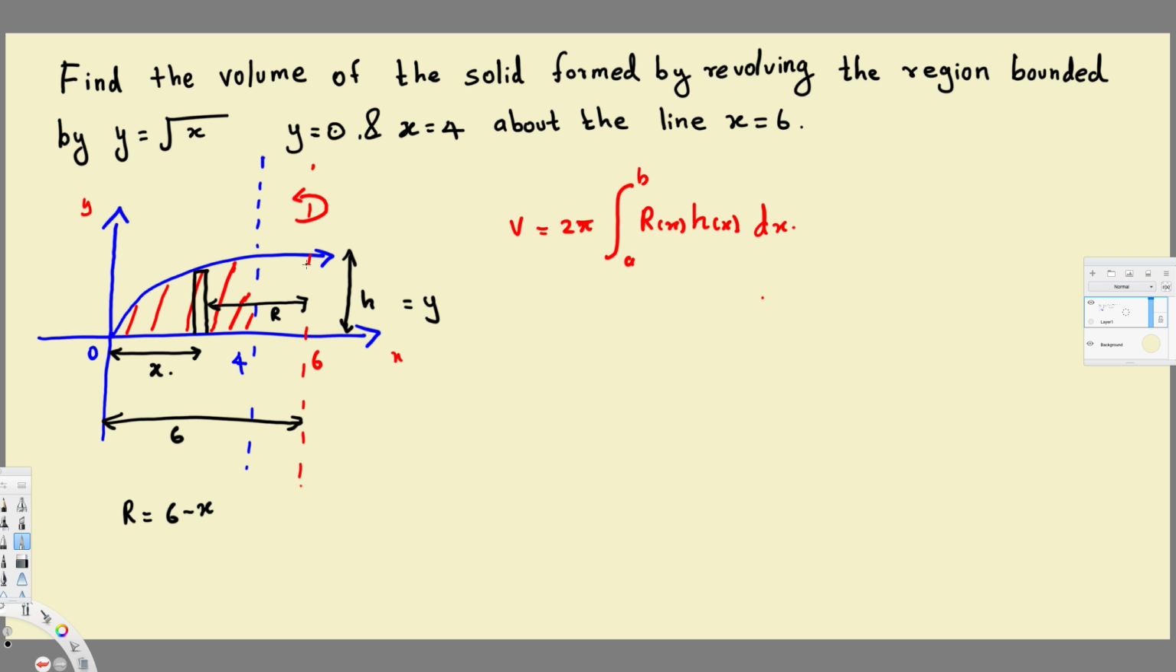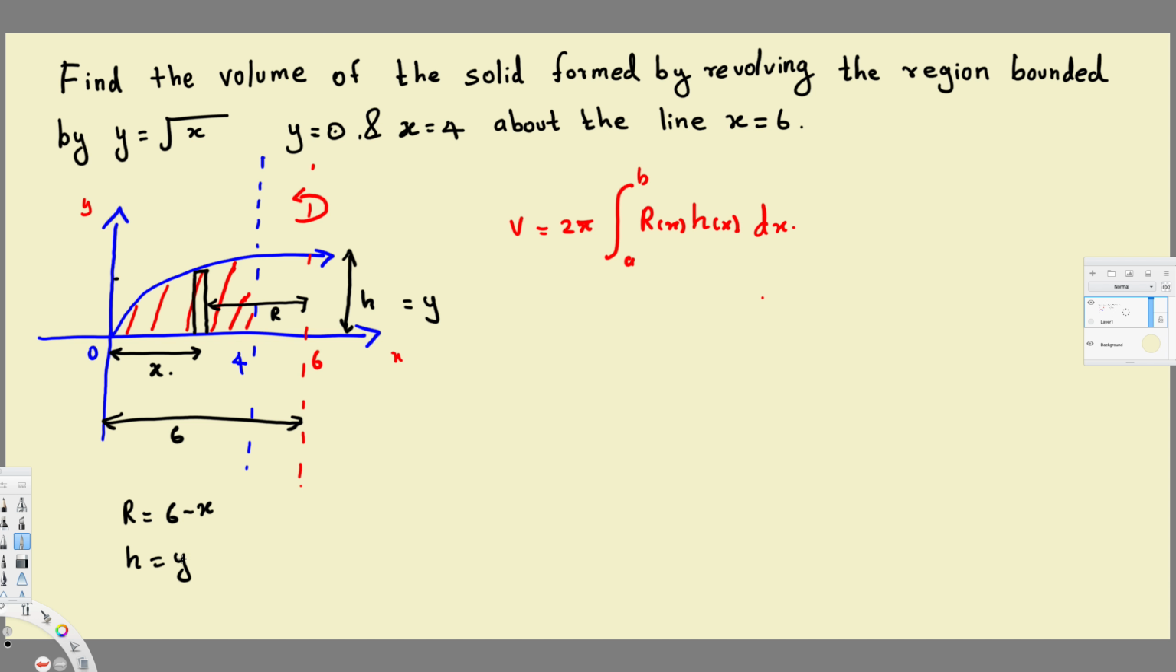So here h is also y. This y changes if we shift the rectangle a little bit higher and start from here. The y is going to be higher, and h is only going to be the height of the region. So that's the difference. In this case, y and h are the same. So we can directly say h equals y.